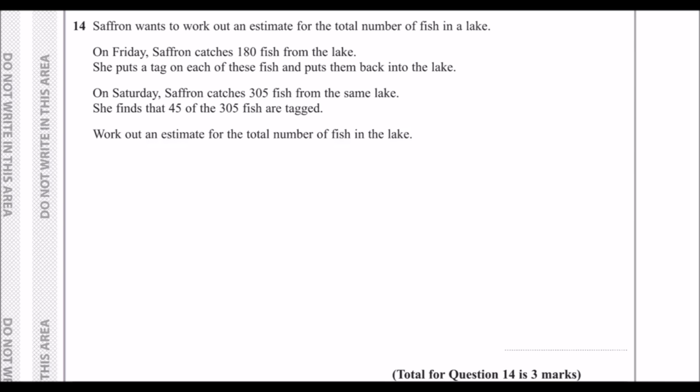Question 14. Saffron wants to work out an estimate for the total number of fish in a lake. This is called capture-recapture. On Friday, Saffron catches 180 fish from the lake and puts a tag on each of them and puts them back in the lake. So 180 fish out of the total number of fish have got a tag on them. On Saturday, Saffron catches 305 fish and 45 of them are tagged. So 45 out of those 305 fish have also got a tag on. Work out an estimate for the total number of fish.